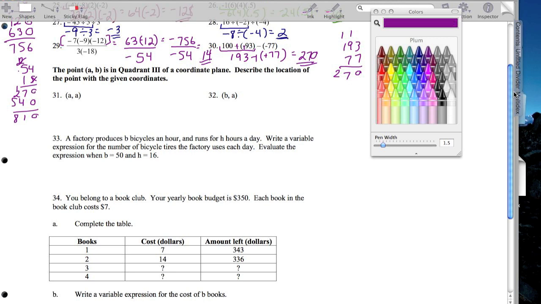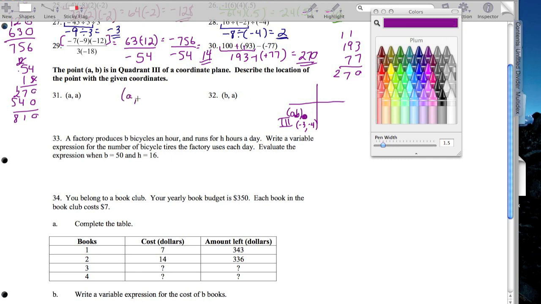Alright, a little bit further, we have here the point AB is given to us in quadrant 3 of the coordinate plane. Describe the location of the point with the given coordinates. So if we think of a coordinate plane, it's in 1, 2, 3. We need some point in this quadrant. So let's pick, how about negative 3, negative 4. Negative 3, negative 4 would actually fall right here. Okay? So this is a point AB.